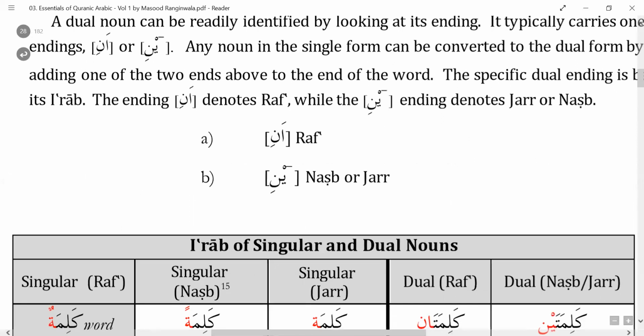So the sister of Dhamma is Ani. It is Rafa. The sister of Fatha is Nasb, so for Nasb you have Aini. For Jar as well, the sister of Kasra is the same. It's Aini. So Ani is Rafa, Aini is Nasb, and Aini is Jar. Nasb and Jar have the same combination.